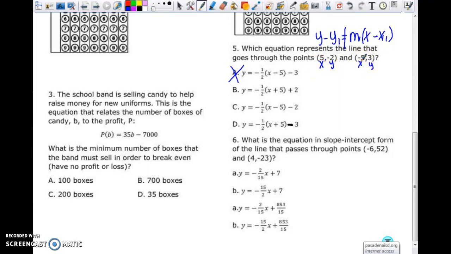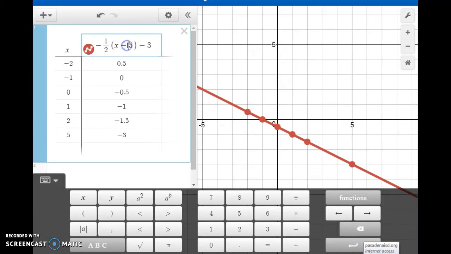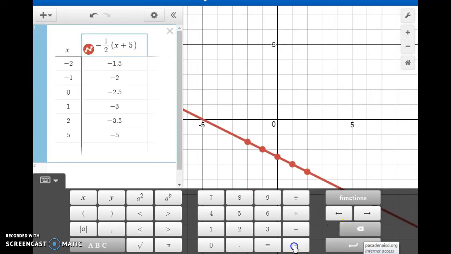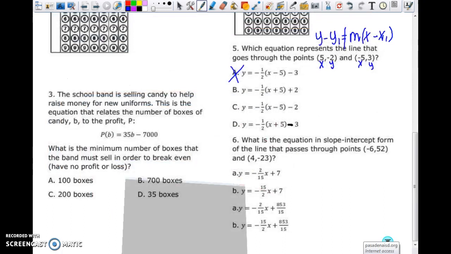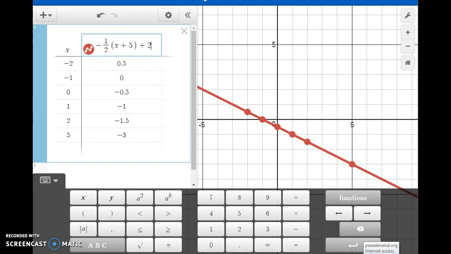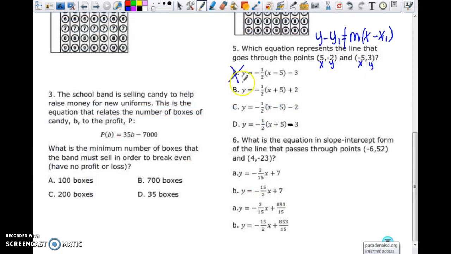Let's check B. Again, for B, the equation is +5 + 2. This is the only thing that changes. So we can actually just come here and just change this equation. This should be a +5 + 2. Right? Did I do that right? Okay. So it changes my table. All right? And again, when I put in a 5, I should have a -2. Again, this does not give me a -2 out. This cannot be it. Okay, so let's look at C.